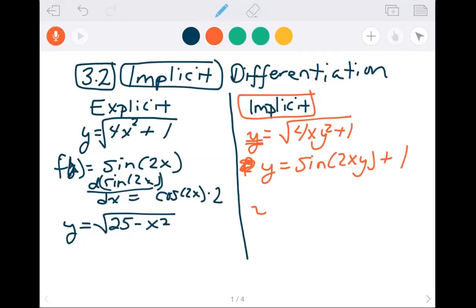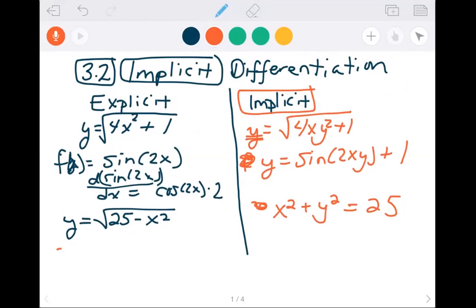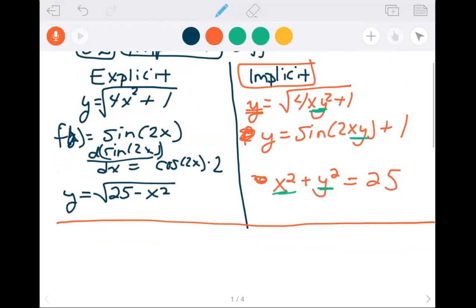And lastly, what if it was x squared plus y squared equals 25? Again, not explicitly a function of x. It's a relationship, or a relation it's called, between x and y. So that's the difference between explicit and implicit. For explicit, they're written as a function of x only. For implicit, you'll see the x's mixed with the y's on the same or even both sides of the equation.